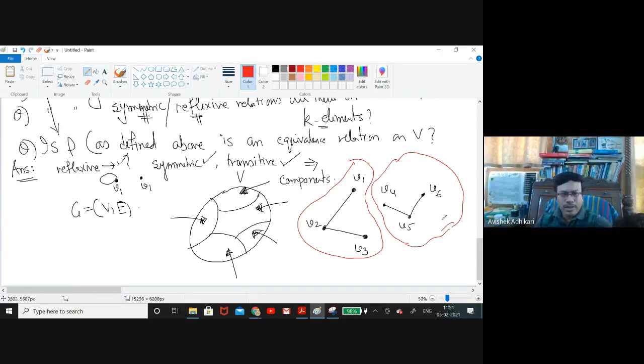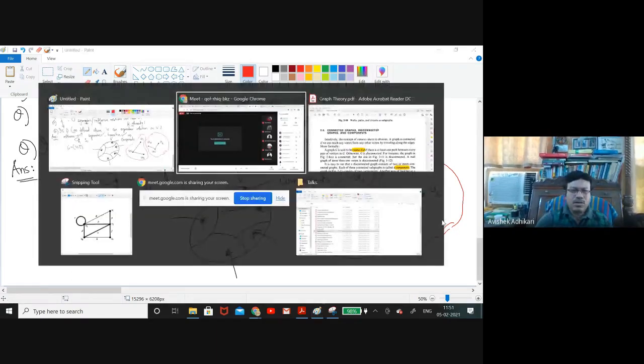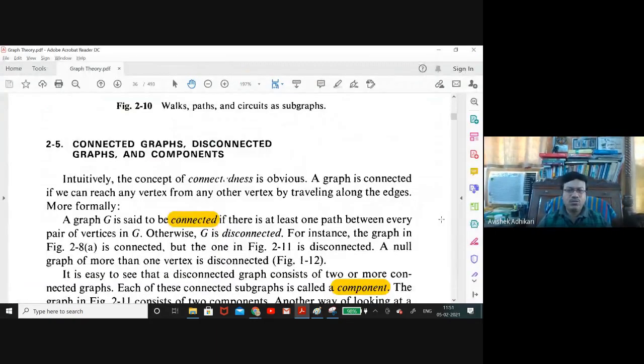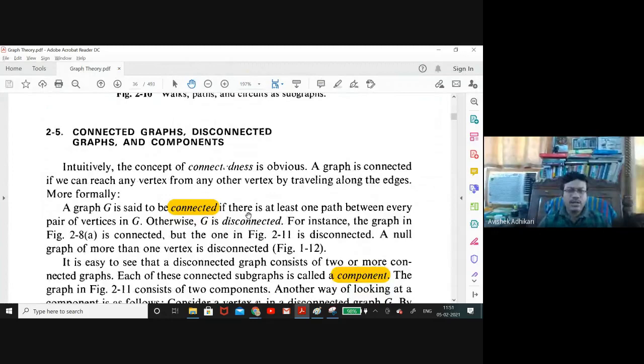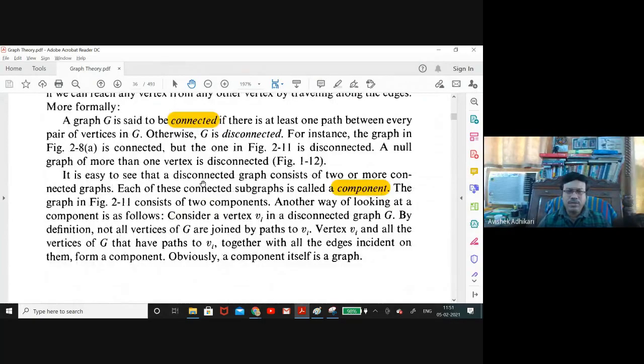So let me formally define what a component is. A graph G is said to be connected; we have already done that. Now it's time for component. It is easy to see that a disconnected graph consists of two or more connected graphs. Each of these connected subgraphs is called a component.